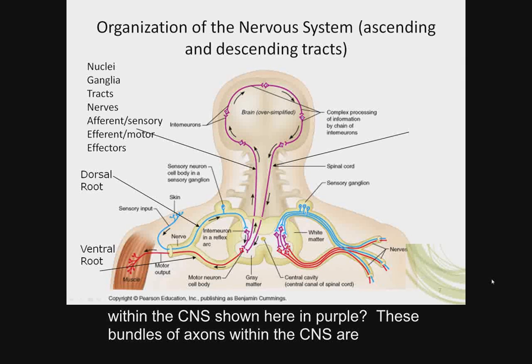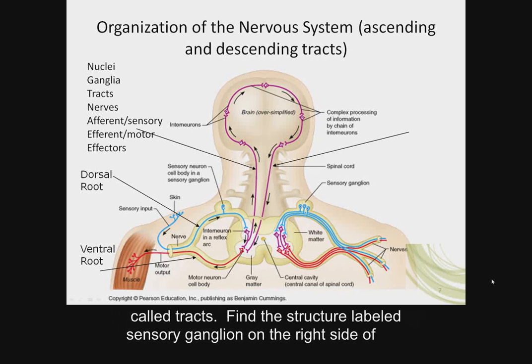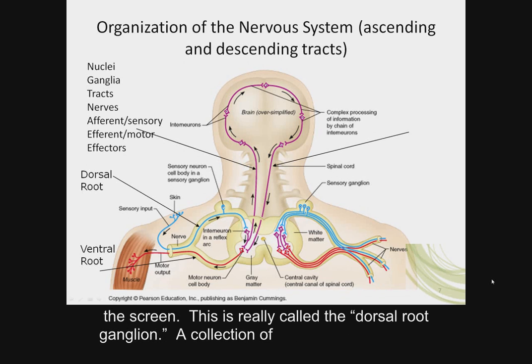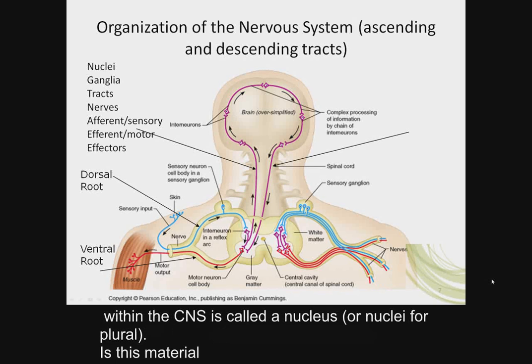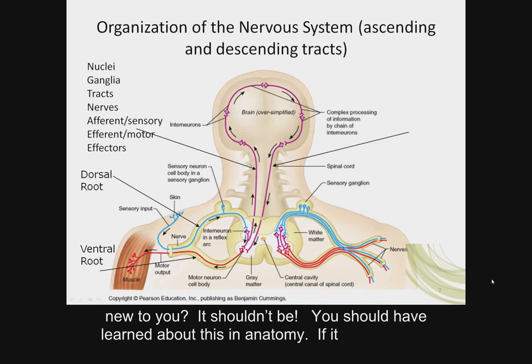What then would be the axons within the central nervous system shown here in purple? These bundles of axons within the central nervous system are called tracts. Find the structure labeled sensory ganglion on the right side of the screen. This is really called the dorsal root ganglion. A collection of cell bodies outside of the central nervous system is called a ganglion. A collection of cell bodies within the central nervous system is called a nucleus, or nuclei for plural.